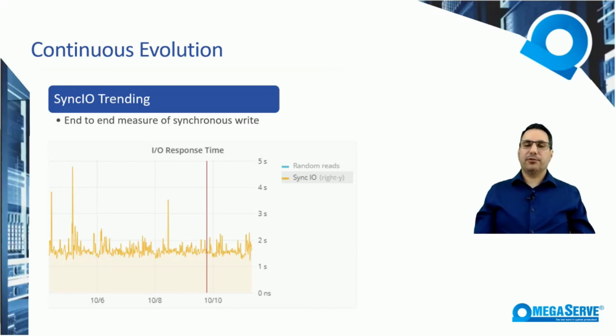And of course, the SyncIO trending. So this is your unbuffered writes, how fast we can write a 100 meg file. And we monitor this over time. We look for any changes, any hotspots. If we happen to have any disk I/O related performance issues, it would show up in this graph here. So very important, whether you use ProTop or not, monitor this over time.